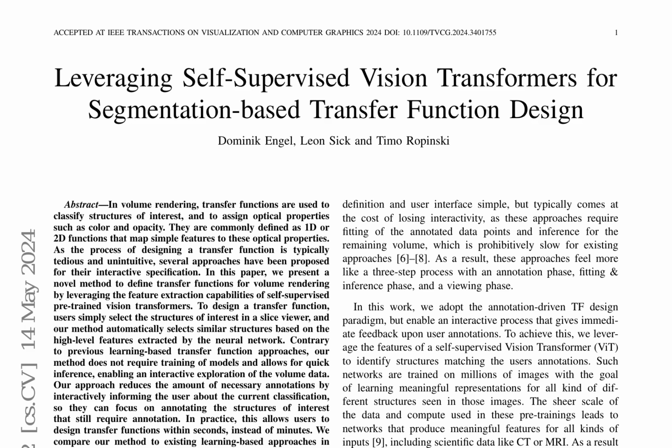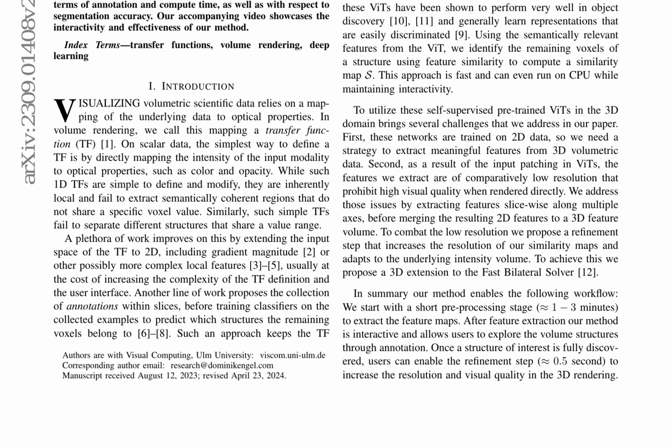Unlike traditional 1D and 2D transfer functions, which fail to extract semantically coherent regions and separate different structures that share a value range, the proposed method utilizes the feature extraction capabilities of vision transformers to identify remaining voxels of a structure using feature similarity. This approach computes a similarity map S, enabling quick inference and interactive exploration of the volume data without requiring model training.